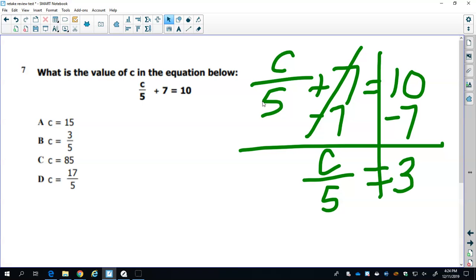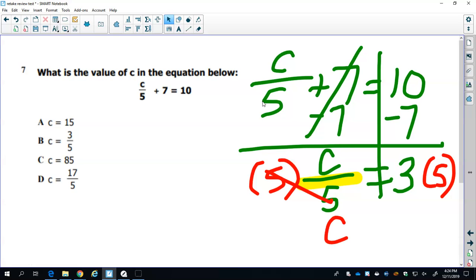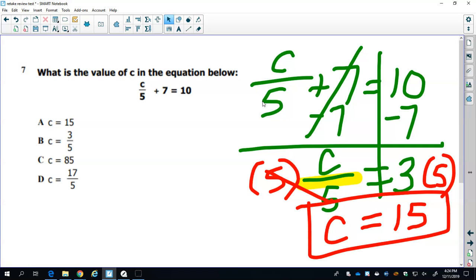And then this bar here means division. Okay, whenever you have that fraction bar, it means division. And I have to undo it to get to the answer. So undo division, we multiply. So you're going to multiply both sides by 5. So this cancels out, and c is equal to 15. And there's our answer.